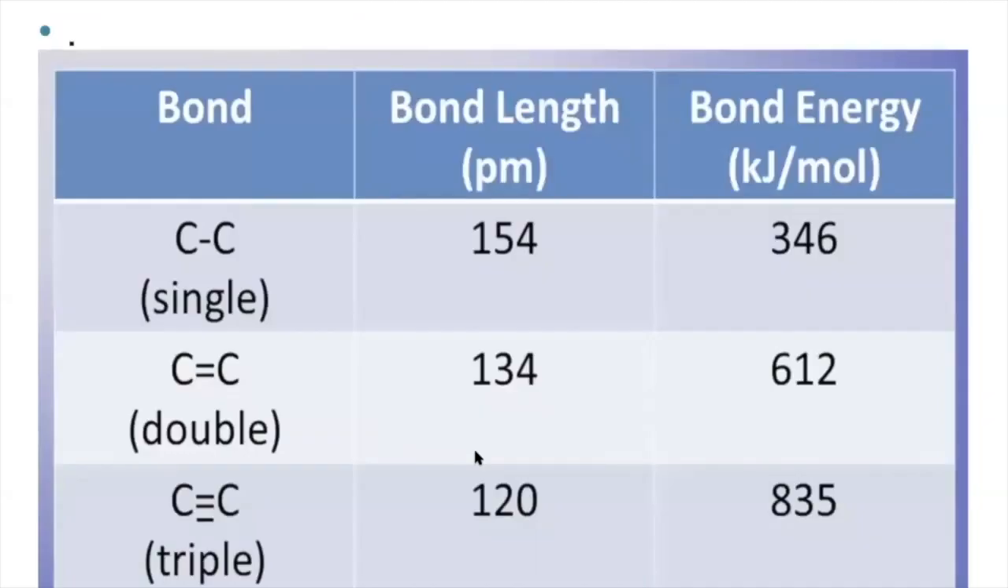Some characteristics about these bonds: single bonds are longer, but they are also weaker. Double bonds are shorter and stronger. Triple bonds are even shorter and stronger. So your strongest bonds are going to be your triple bonds.